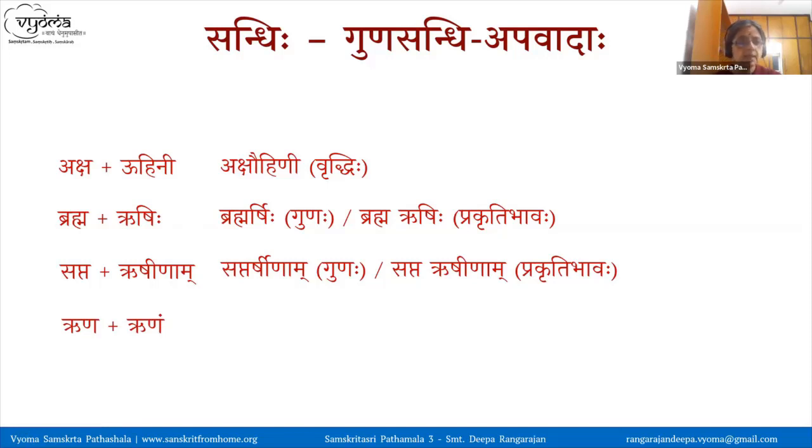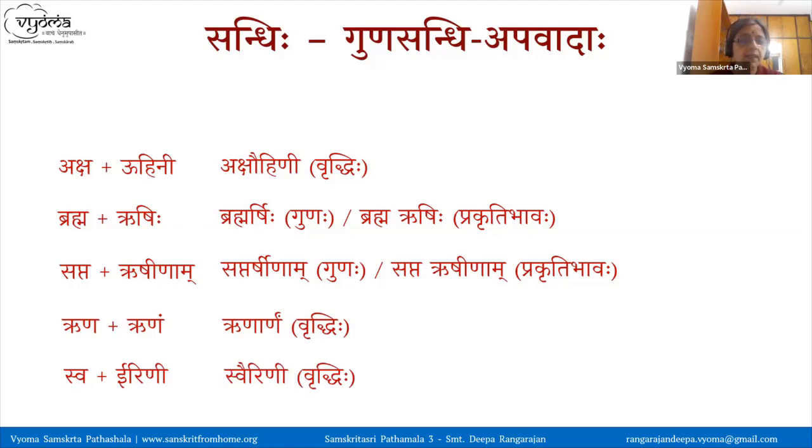The other one is Rana and Rinam. It becomes Rinarnam. A Vriddhi happens. So whatever it is, if it had been a Guna, then it would have been Rinarnam, but that does not happen. That is a wrong Sandhi. For this specifically, Rina and Rinam, you should say the Vriddhi form Rinarnam and not the Guna form.